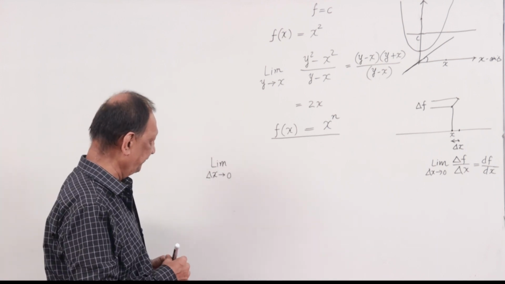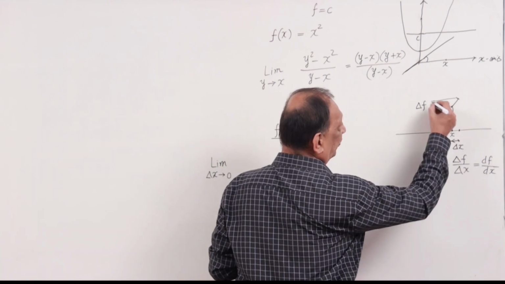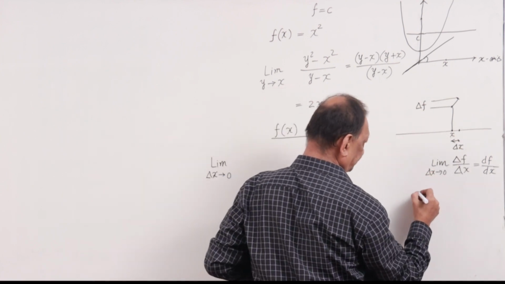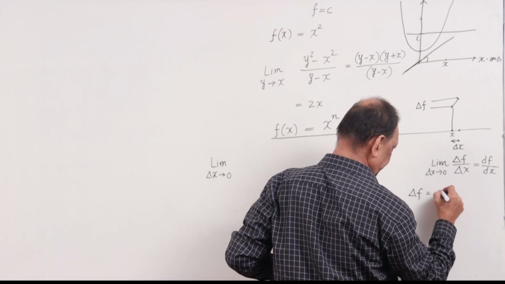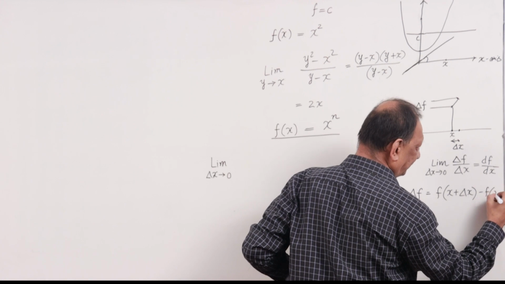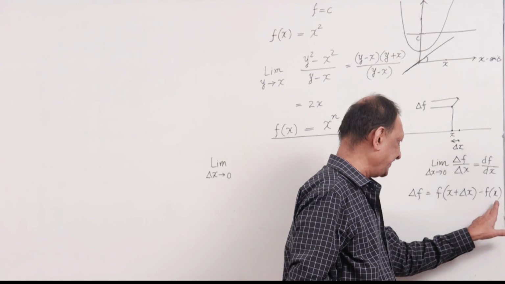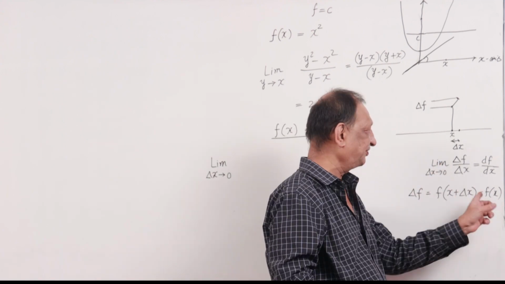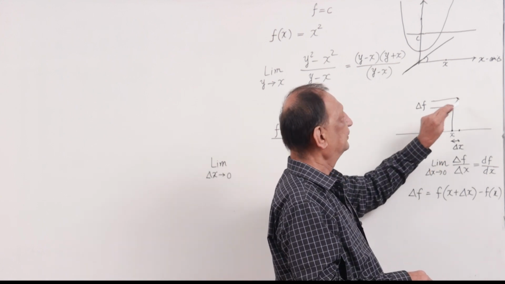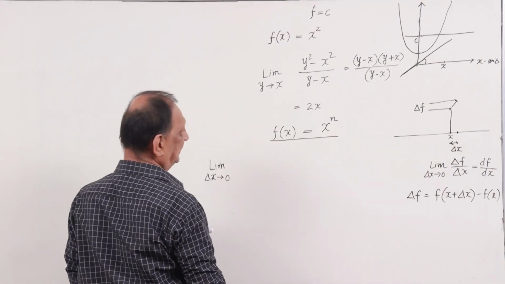That's the only difference. So delta x goes to 0 of, so what is the value of f x? What is delta f? Delta f is f of x plus delta x minus f of x. So how much did f x change? When x had a value x, the function had a value f x. So now I increase x by delta x.